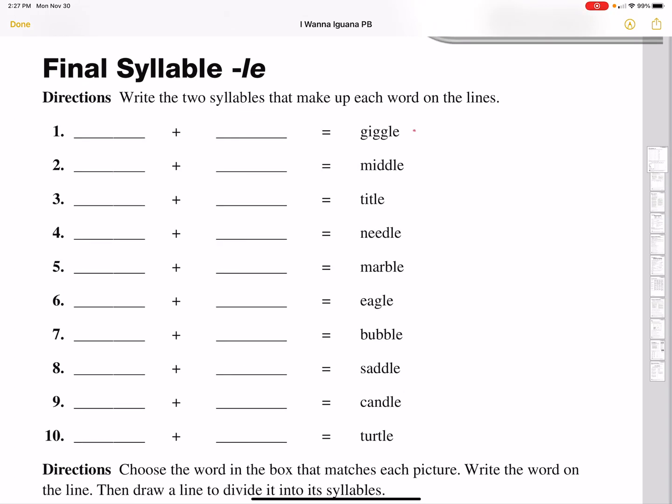So, giggle, giggle. I need you to separate this by syllables. So the first part of that word is gig. That is 1 syllable. And then gull is the 2nd syllable. Middle, the same kind of thing. Mid, and then dole. Okay. So just clap out the syllables and then write the 2 parts of the word on each part of the line.